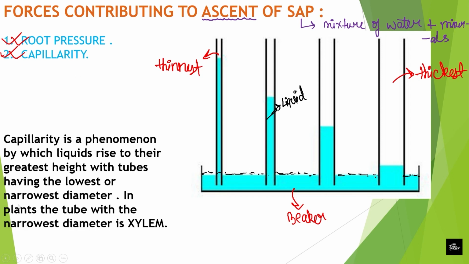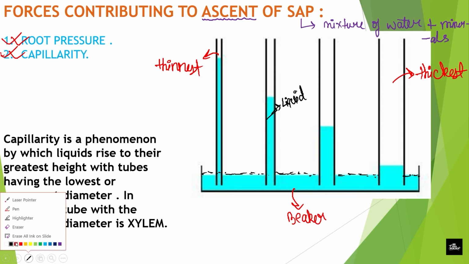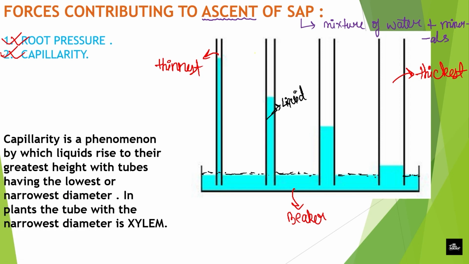In tube 1, okay, first let us name the tubes one by one. This is tube 1, tube 2, tube 3, tube 4. So in tube 1, if you see, the level of water is the highest.